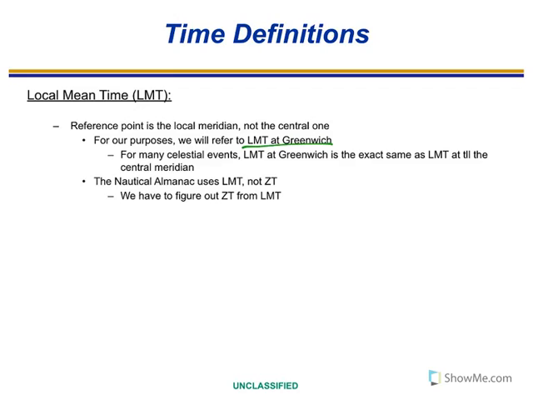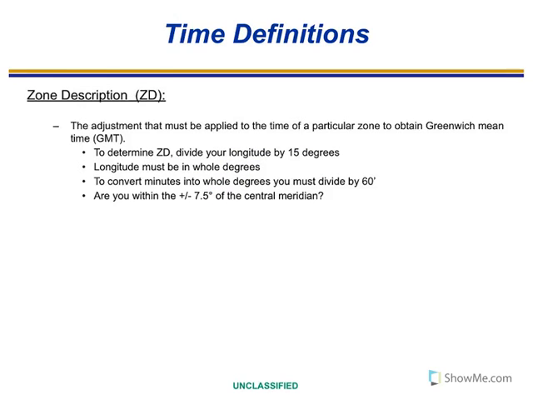The good thing about LMT at Greenwich is that if something happens at Greenwich at LMT, every central meridian will have the same LMT as the one at Greenwich. So it makes it much easier to do our calculations. And we really need to make sure we know the difference between LMT and zone time, because the Nautical Almanac mainly gives us LMT, not zone time. It's up to us to figure out how to get zone time from LMT. So whenever we talk about LMT, just think about the LMT at Greenwich and every standard meridian.